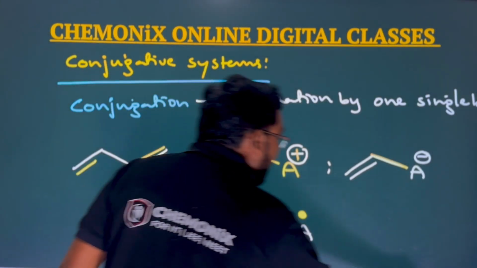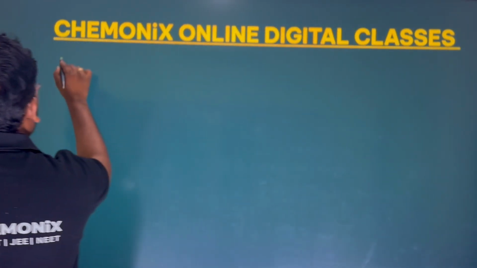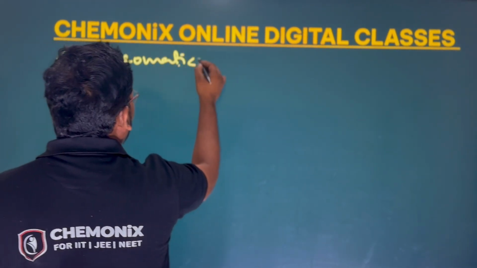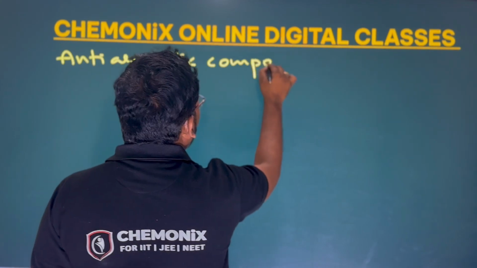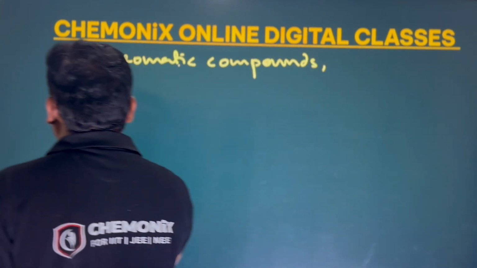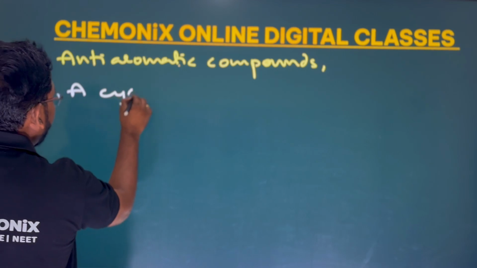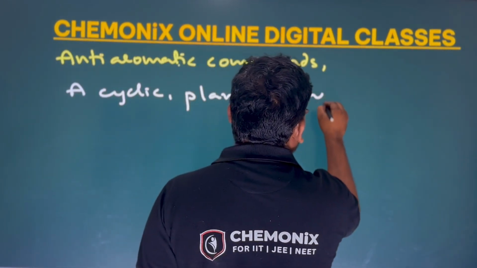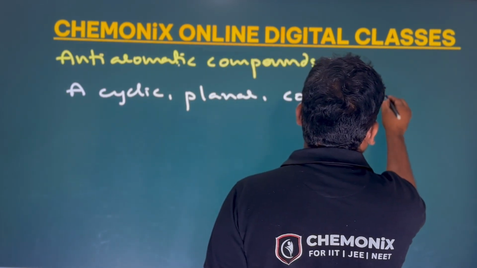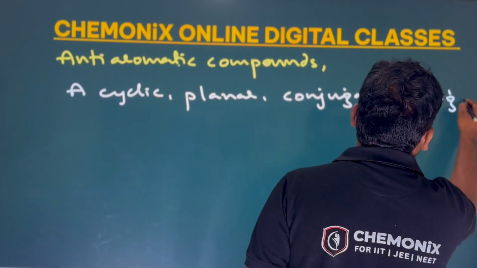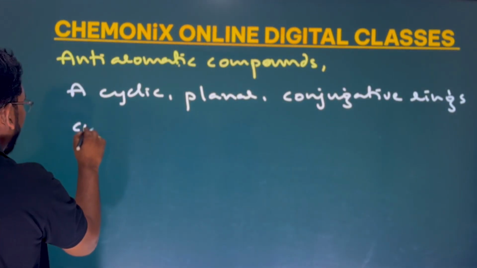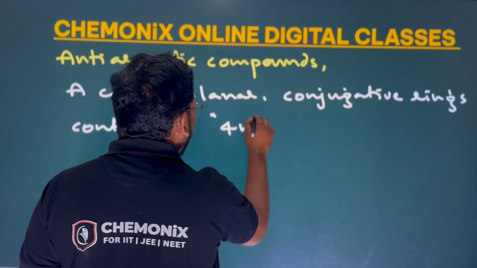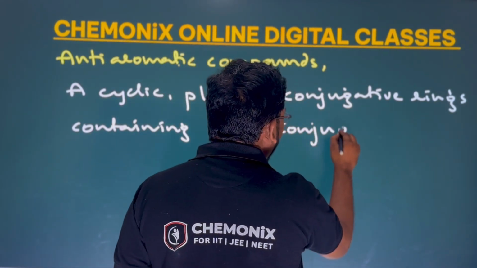Well, now let us see what are anti-aromatic compounds. Anti-aromatic compounds are very easy to write here. Anti-aromatic compounds are those, these are cyclic compounds. A cyclic, planar, conjugative rings containing 4n conjugative pi electrons. How many conjugative pi electrons must be there here?